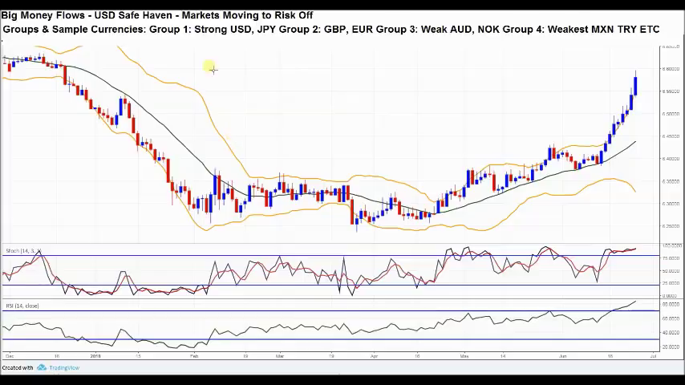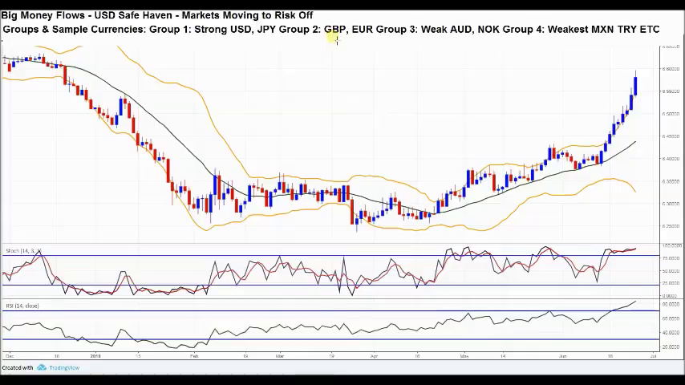Okay. Now, in terms of our groups, I've got 4, and I've just done some sample currencies within them. Okay, so I'm going to take group number 1. Strongest currencies, if you're moving to risk off, are going to be the USD JPY. Also, you could throw in the CHF, the Swiss franc. Okay, the next strongest group, but not as strong as these currencies. Group 2, in this group I'd have the GBP, the euro. Another example would be the Singapore dollar.